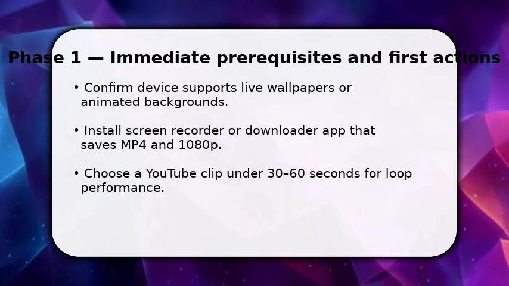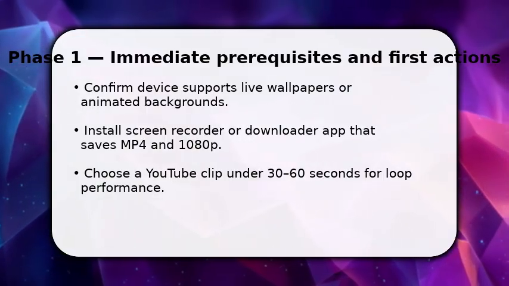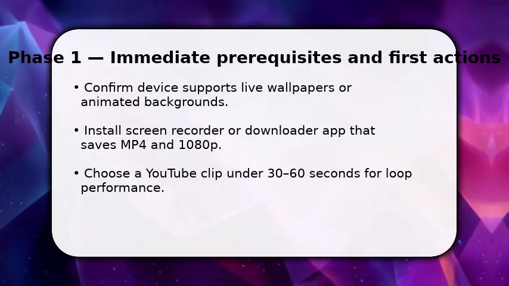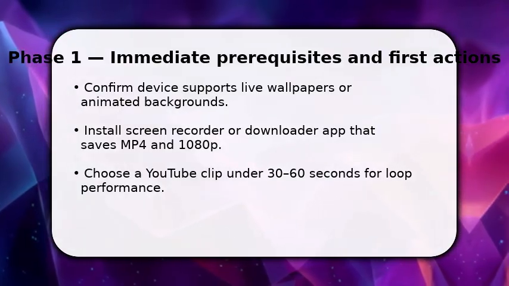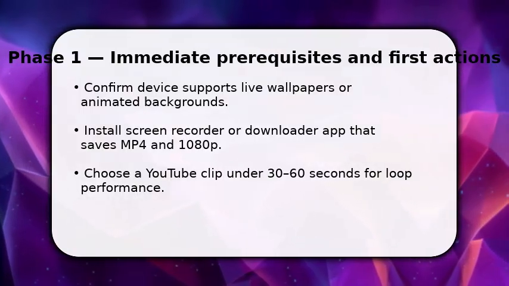You start by picking the precise clip you want. Make sure the video length is short enough to loop smoothly. Next, record or download the YouTube segment as MP4 at 720p or 1080p. This preserves quality without crushing performance.